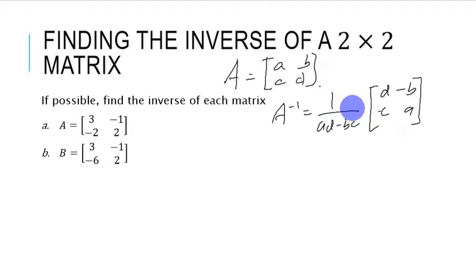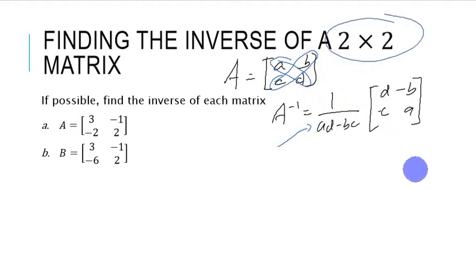So, what happens is that we multiply a by d, minus the product of b and c. That is actually the denominator. Then we interchange a and d. We did not interchange b and c, but we made them negative. So this is one formula, and this works only for a 2 by 2 matrix.